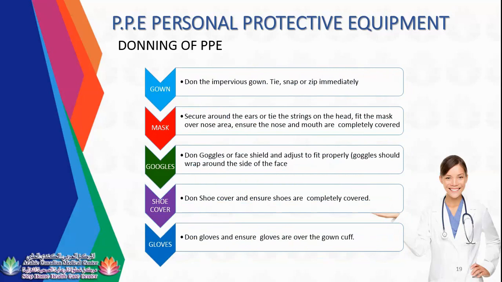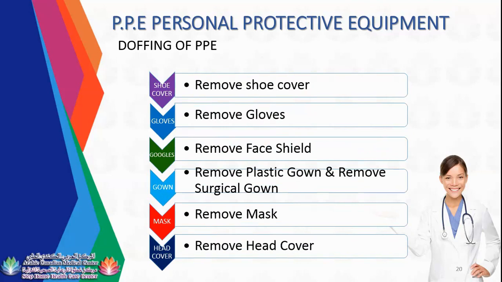But guys, in the exam, sometimes the shoe cover is not present. So if the shoe cover is not present, you need to go to the next PPE, which is gloves. So if shoe cover is not given, for example, what PPE you need to remove first, you know that it is shoe cover. If shoe cover is not available, then you will need to answer gloves, remove gloves.